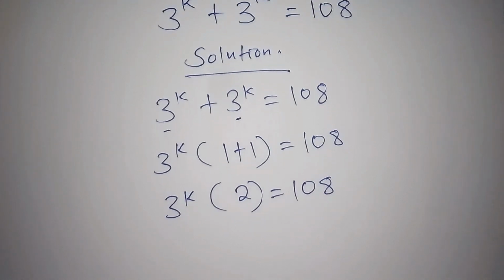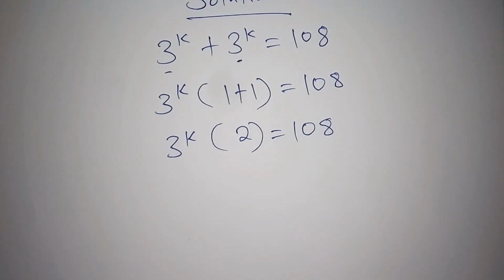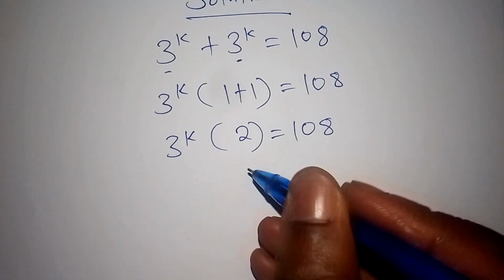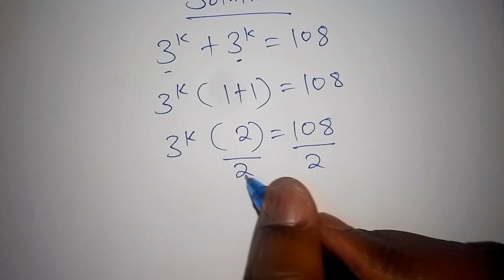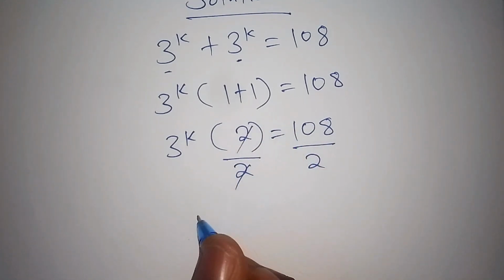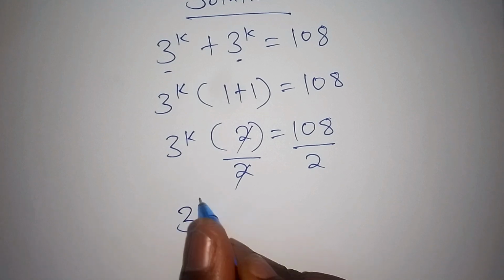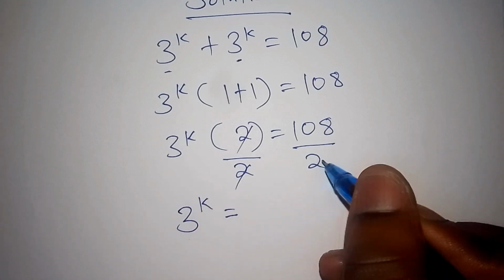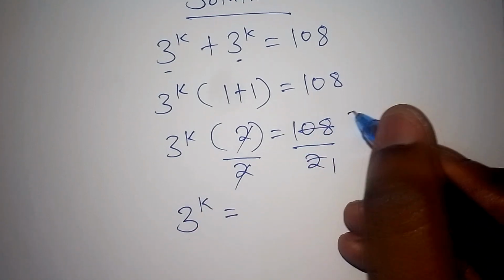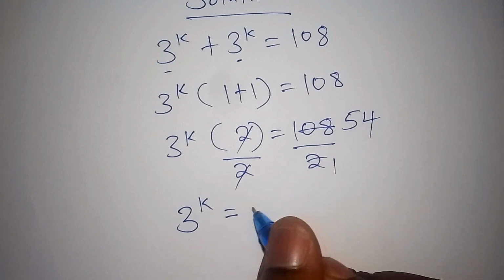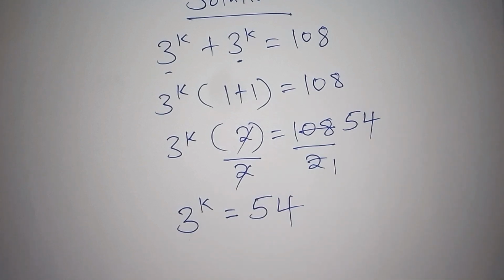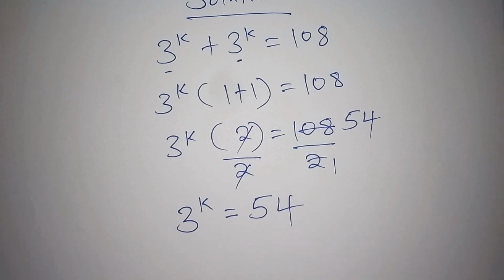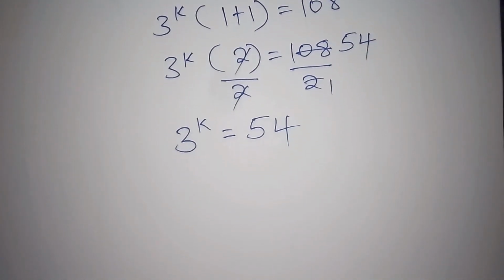Our next step, for us to remain with 3 to the power of k, is to divide both sides by 2, so that 2 by 2 will cancel. Now we shall have 3 to the power of k is equal to 108 divided by 2, which is 54. So 3 to the power of k is equal to 54. Our next step is to change 54 to the base of 3, which is impossible. So now we shall have to use logarithms.